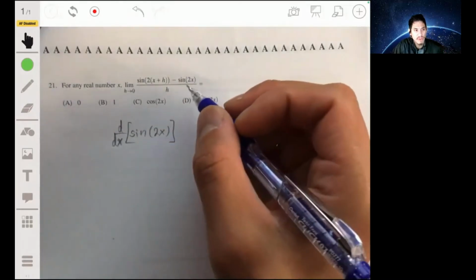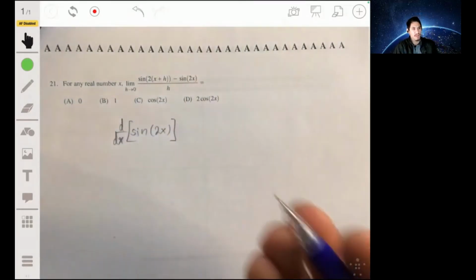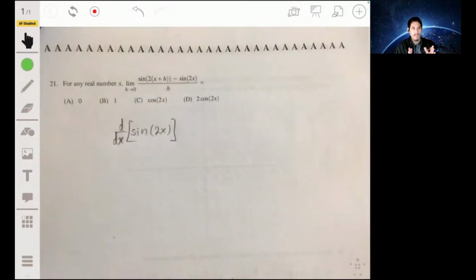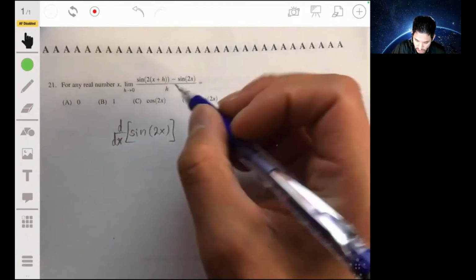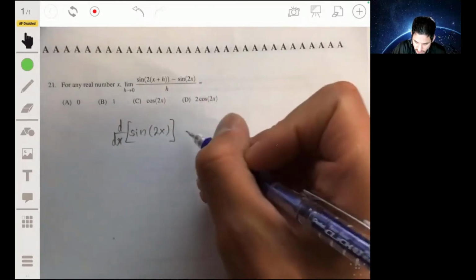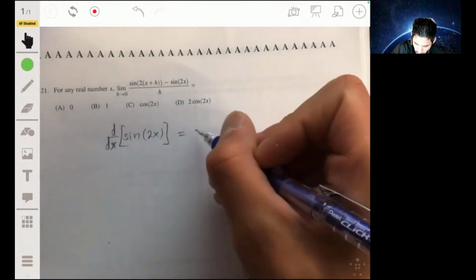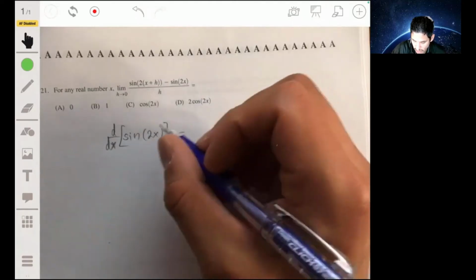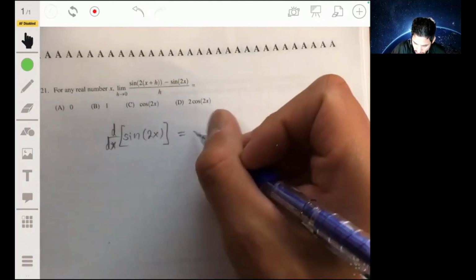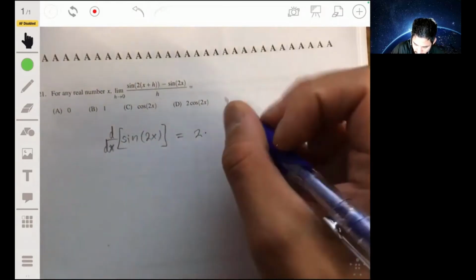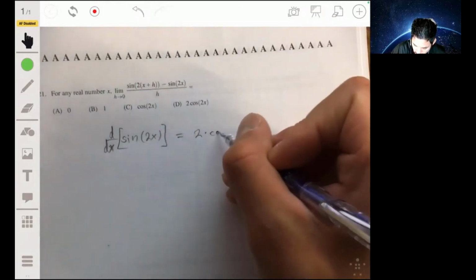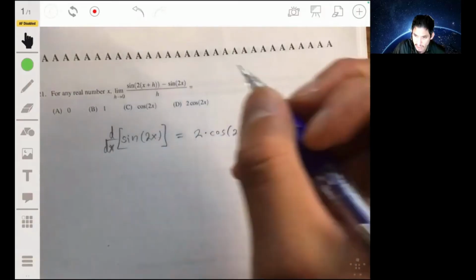If you remember when you first learned about derivatives, you learned about the limit as the distance between 2 points goes to 0, and you found the slope of the secant line. This is essentially that same expression. So we're just finding the derivative of the sine of 2x, and we can use our chain rule and the fact that we know what the derivatives are. This will be the derivative of 2x, which is 2, times the cosine of 2x. The answer will be D.